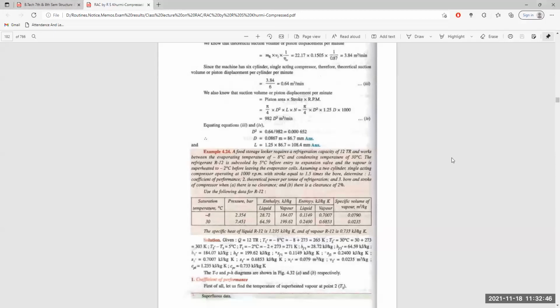Let us start. Today we are doing the last problem of our discussion about the vapor compression refrigeration system.